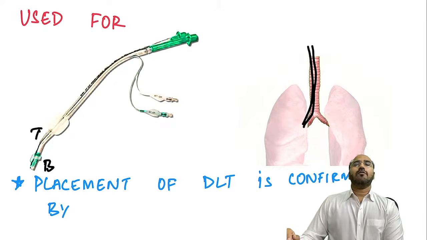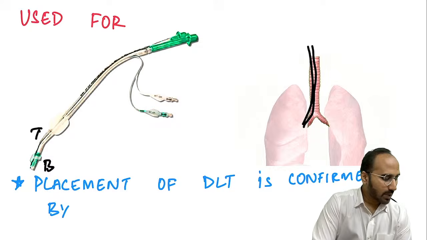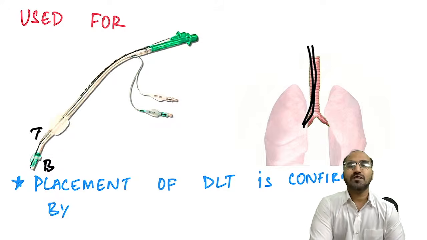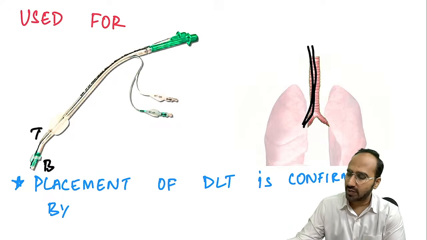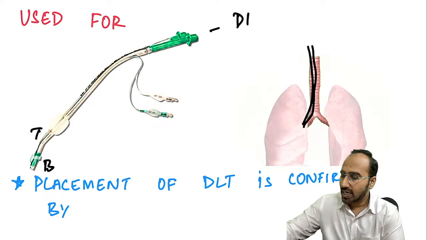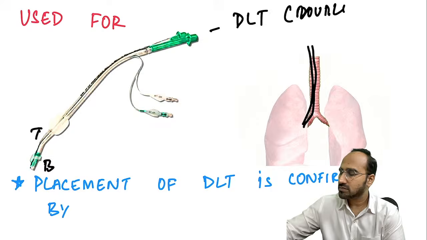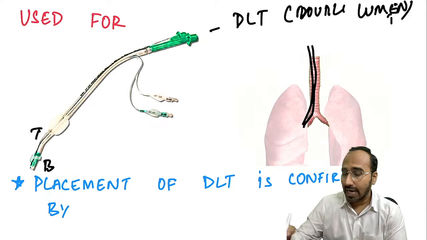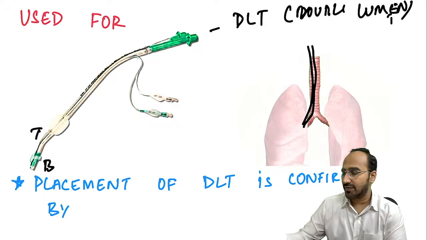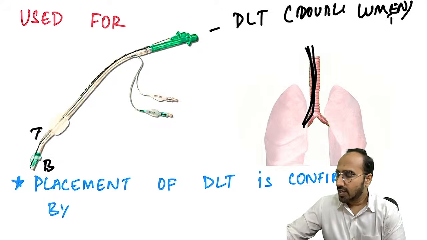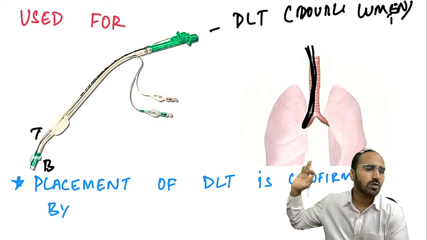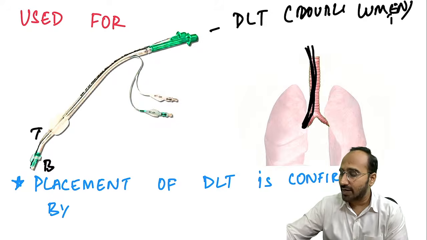Next, what is this tube used for, guys? First of all, what is this tube that is being shown on your screen? Very important, guys. It is a double lumen endotracheal tube. This is used for any surgery that requires one lung ventilation. Why? Because when you insert this tube, it will either ventilate only the right lung, or only the left lung.